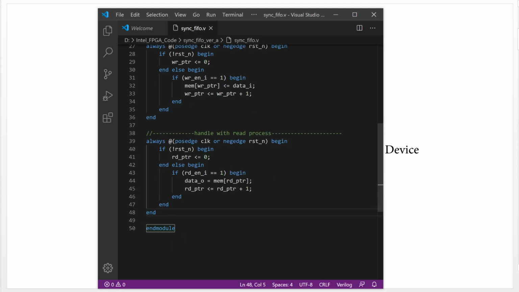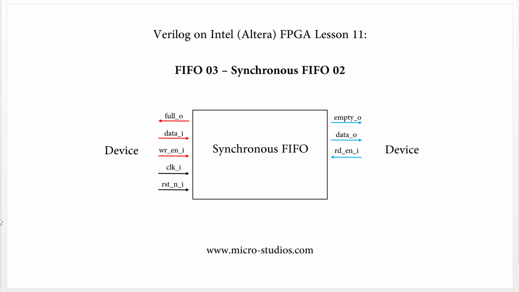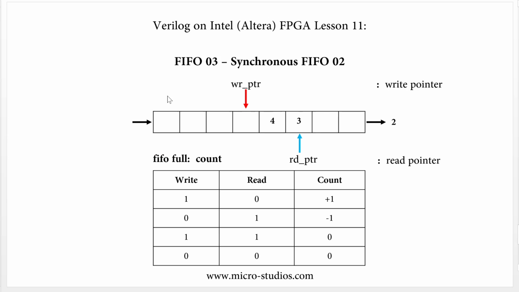The next one is the most important one. We handle the count value. For the count value, in the previous video we analyzed it. We got the table like this, the relationship between the write, read, and count. So now we begin coding it.